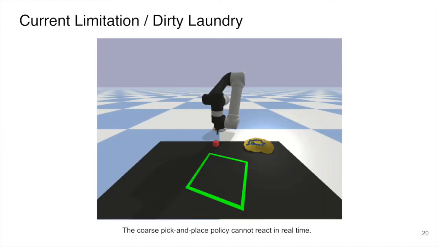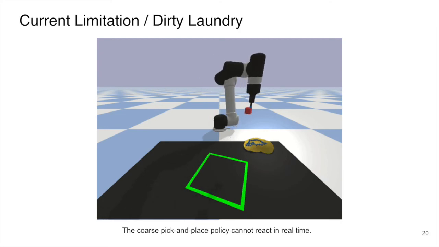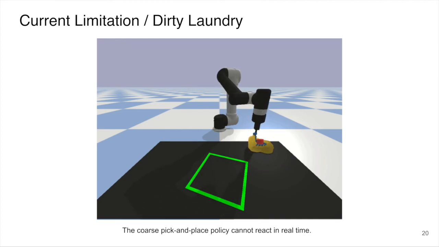But the result did not come without limitations. One example of a limitation is with the coarse pick and place action formulation that we use. Given the situation, the robot pulls the bag upward, but the item falls out. So the robot cannot perform recovery policies.